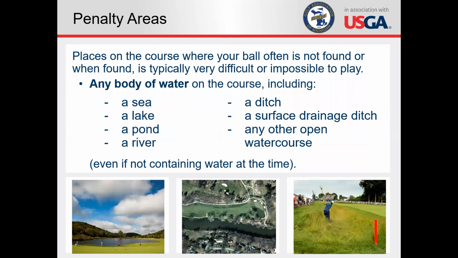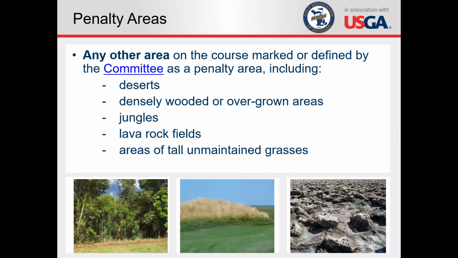All right. Penalty areas. We touched briefly in the terminology slide about penalty areas, but penalty areas are really just the new water hazards, though the definition expands to different areas. So everything you see on the page here, the sea, lake, pond, river, ditch, etc., these are all areas that were marked as water hazards, lateral or regular water hazards in the past, and they'll continue to be marked as penalty areas. But there are also now areas that include, if you're out in Arizona or other parts of the world, deserts, densely wooded or overgrown areas.